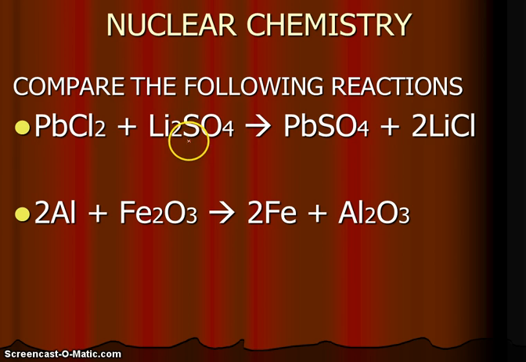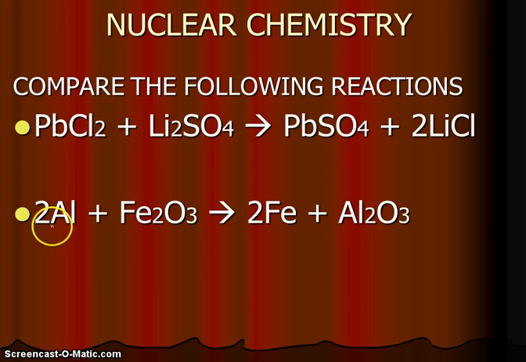It's a double displacement. So our lead is going to displace the lithium out of this compound and produce lead sulfate. And the lithium is going to displace the lead out of this compound and give us lithium chloride. So we're looking at a double displacement reaction. We've got the same types of atoms on both sides of our equation, but we're basically just rearranging the atoms. So we've got a chemical reaction.